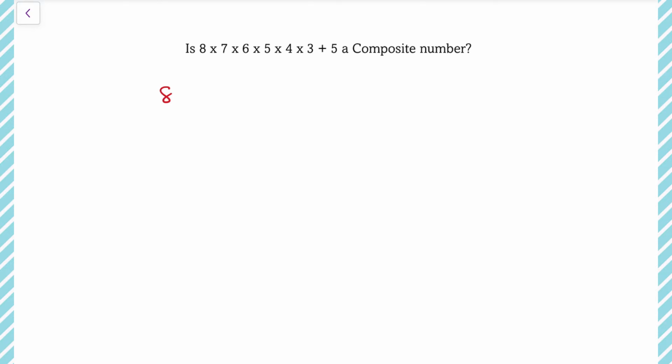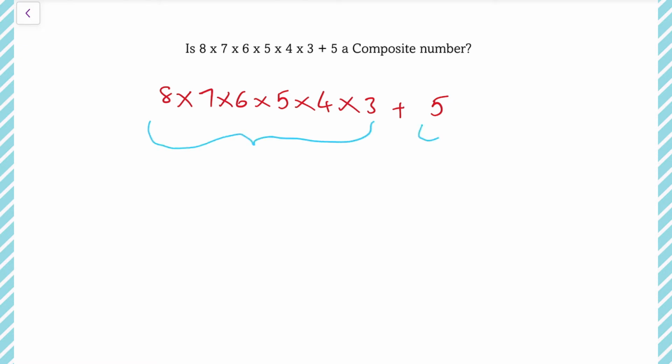Is 8 into 7 into 6 into 5 into 4 into 3 plus 5 a composite number or not? Here also if you observe clearly, this is total one term and this is total second term. In the second term only one number 5 is there, so not to have any confusion, that 5 I am writing it as 5 into 1. Now in the first term as well as in the second term, if we observe, some number will be there common compulsory, that is. So let us check that one.